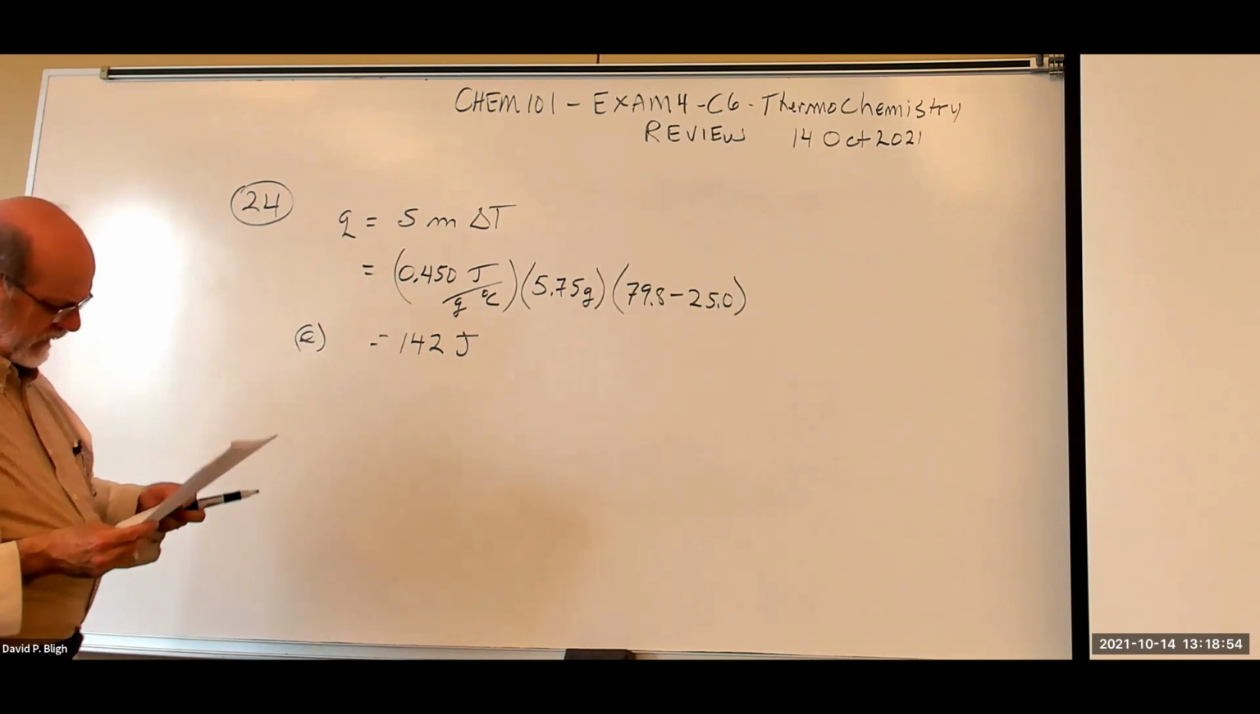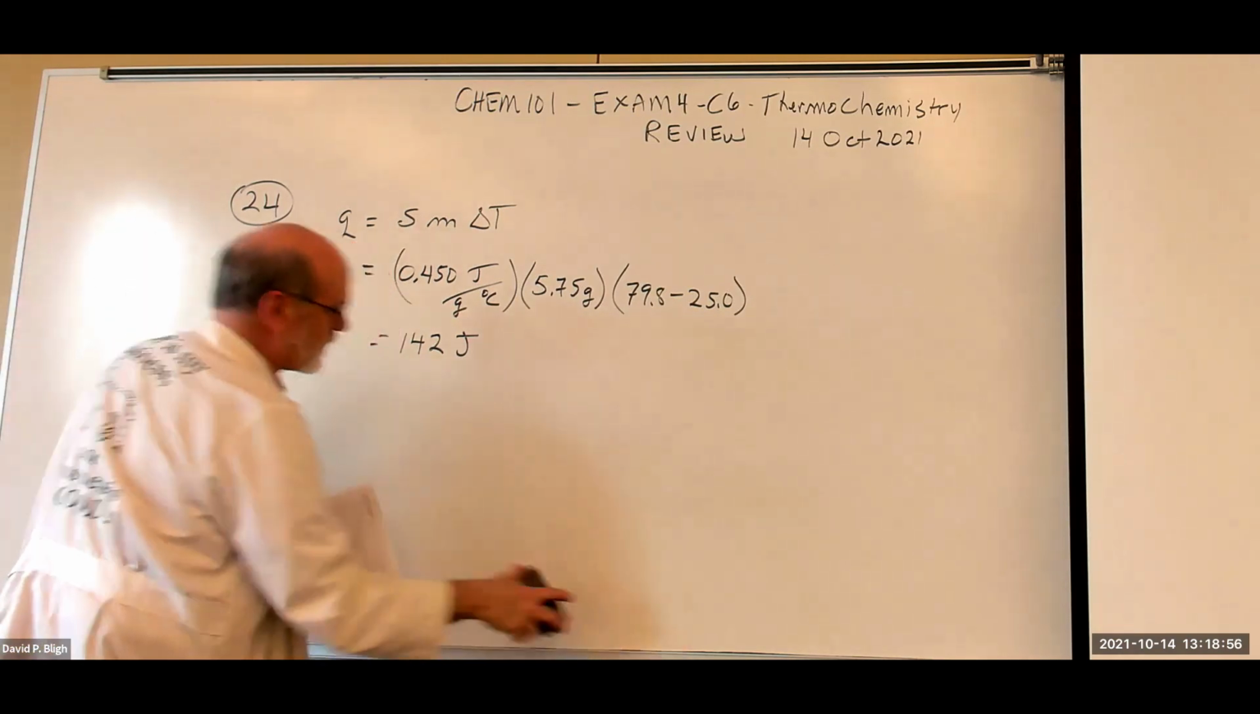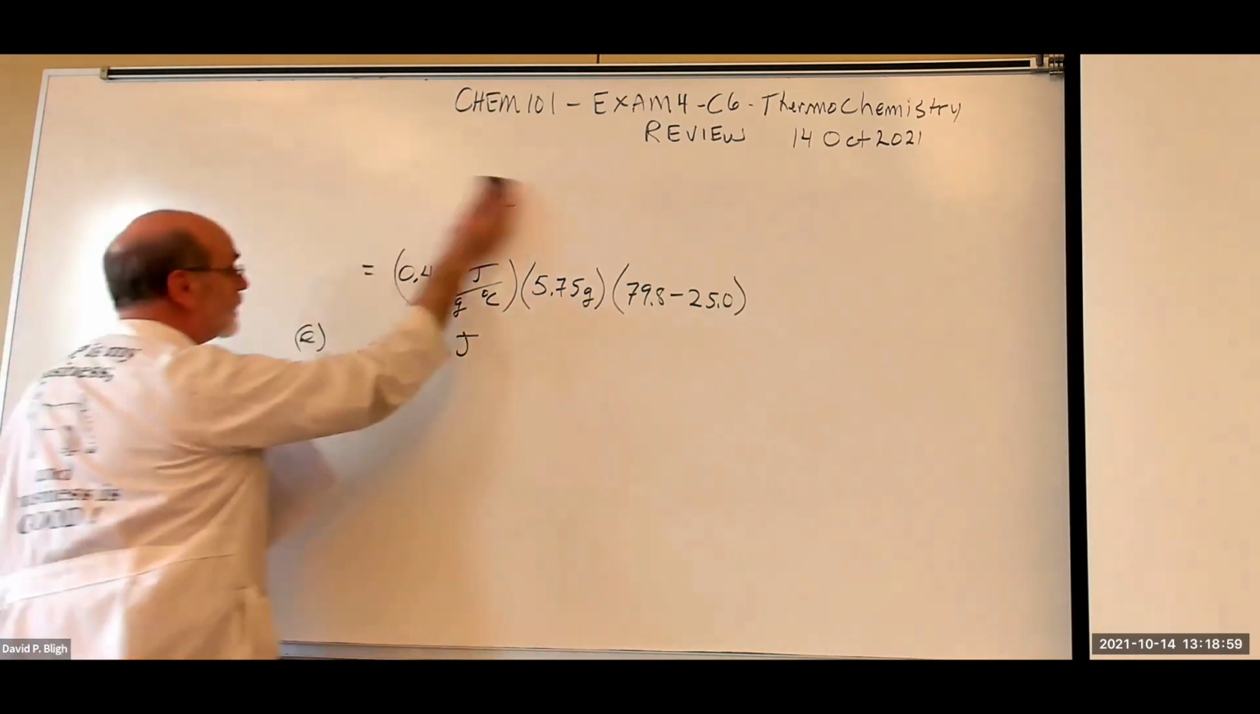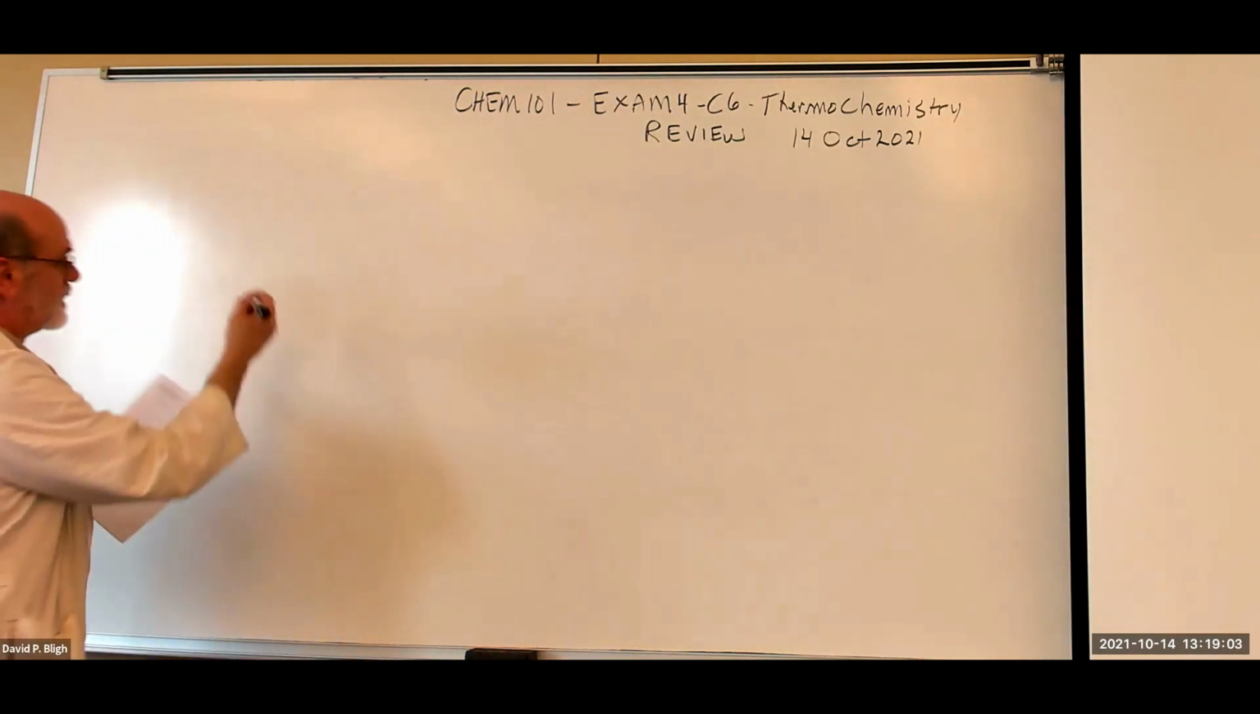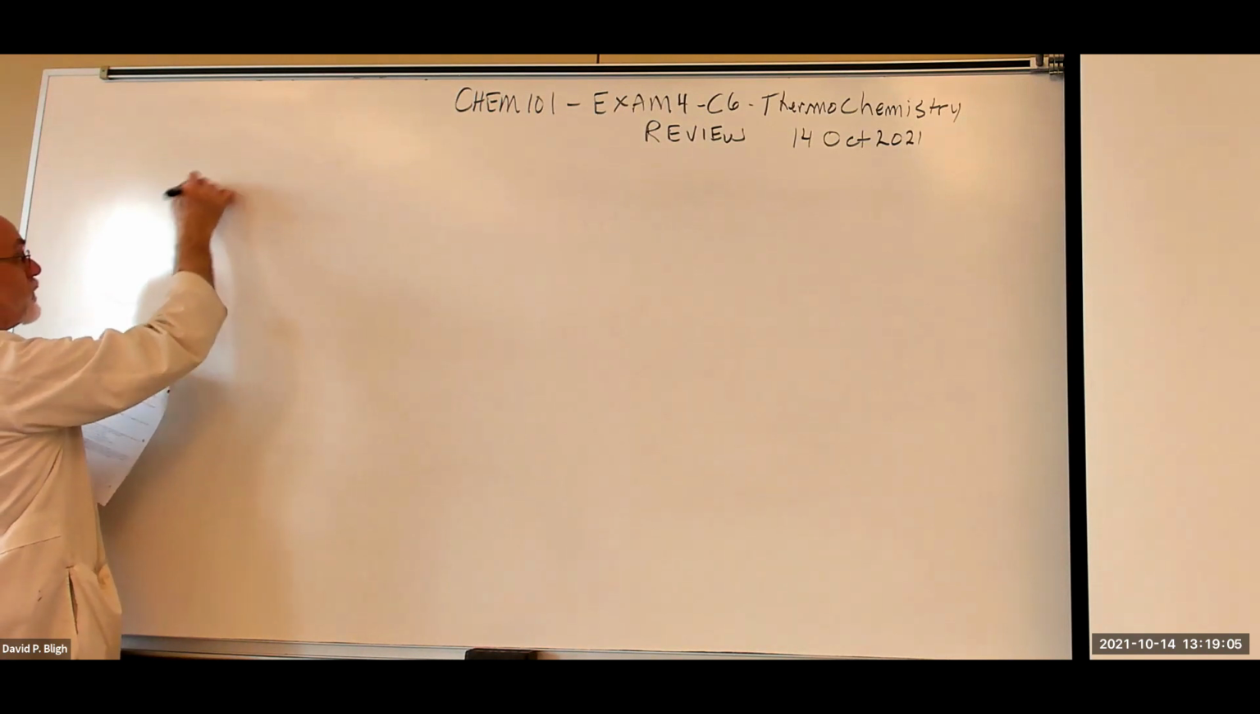I'm gonna skip 25, just because we don't have a lot of time. Go to 26. 26 is another calorimetry problem.